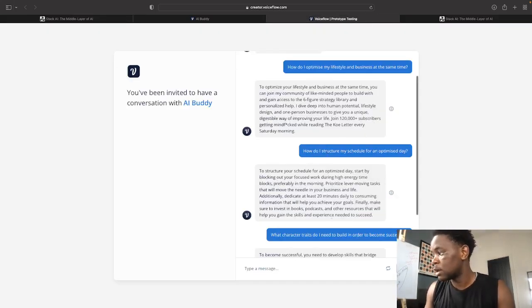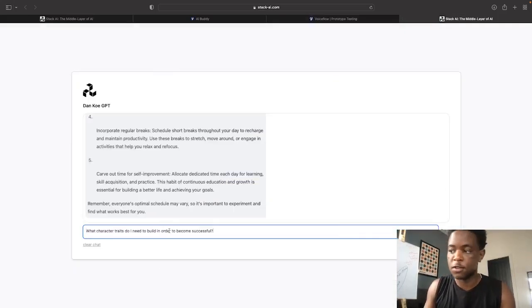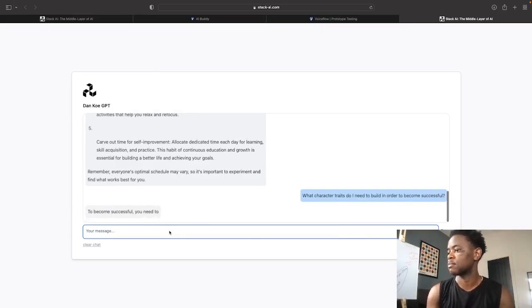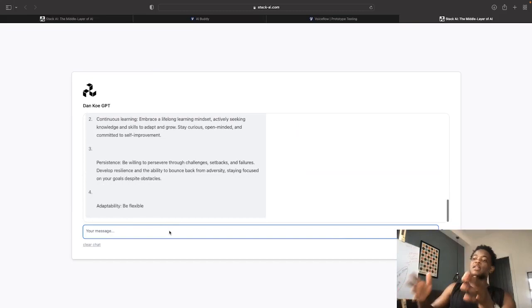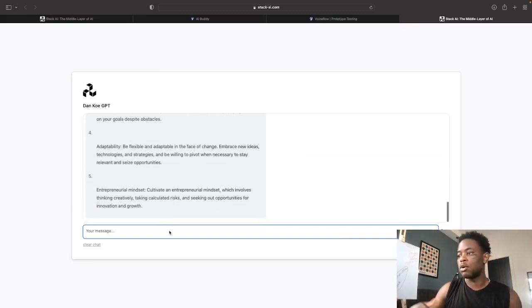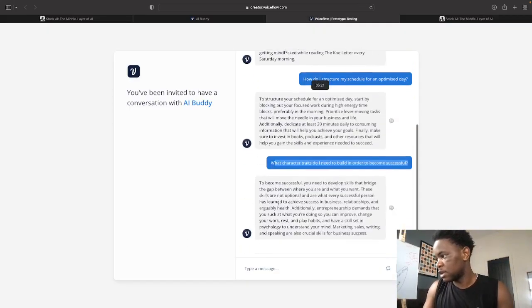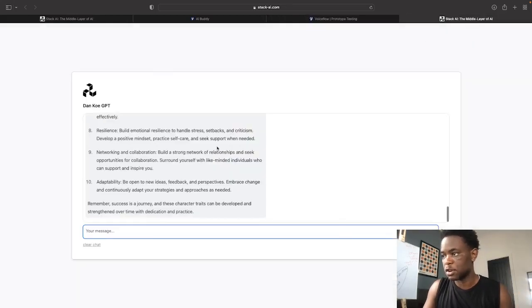Now, finally, let's ask it, what character traits do I need to become successful? Let's go. Again, super, super fast. And we're actually getting character traits rather than, oh yeah, these are the things you need. If we compare this, it literally just told us to become successful, you need to develop skills. They're not optional. Do some marketing, sales, writing, and speaking. Those are not character traits.